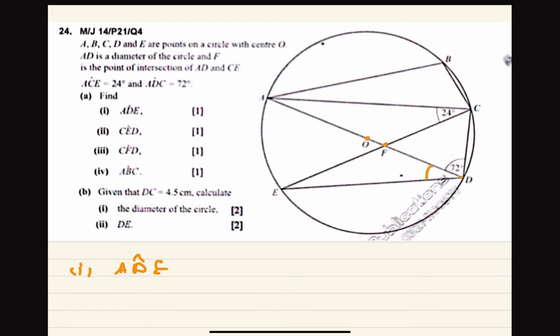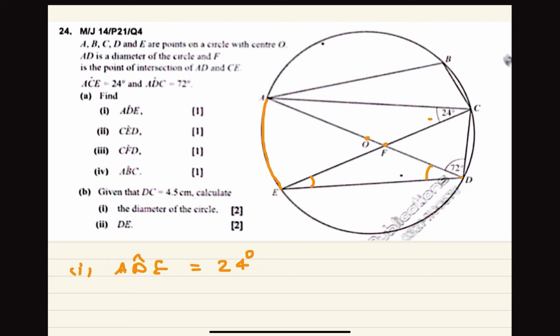The angle we need to find is subtended by the arc AE, and we have another angle which is given that is subtended by the same arc. So ADE should equal 24. And CED, this is the angle that we need to find out.